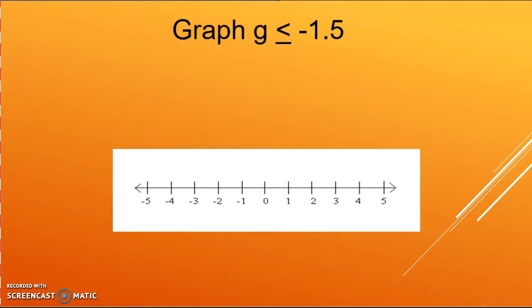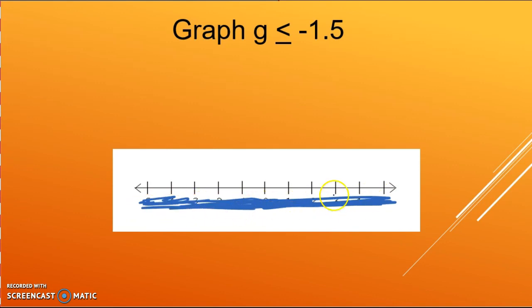Alright, here's our next one. This one says to graph g is less than or equal to negative 1.5. So on your test, you will have a graph that looks something like this, but it won't have any of the values. So like all these won't be here. So what you're going to have to do is figure out what to go by when you are graphing your information. Remember, on your graph, you need a 0 at some point.